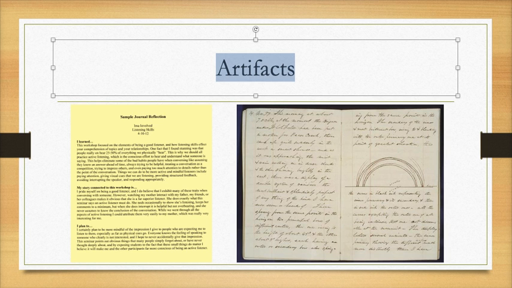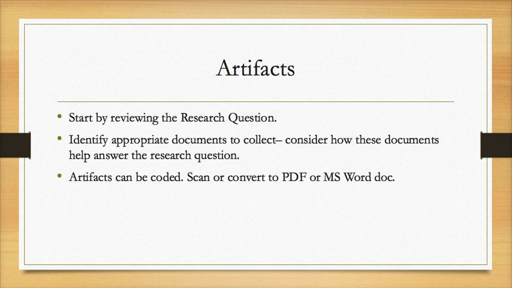And artifacts can be anything that's already in print form. It could be something like a journal entry, it could be meeting minutes, it could be documents from a workshop. So anything that's in print form can be considered an artifact. Okay, and so again, we want to start by looking at the original research question. And here you want to identify some documents that can help answer that original research question. Okay, and so then these artifacts can be coded because it's already in Word form.